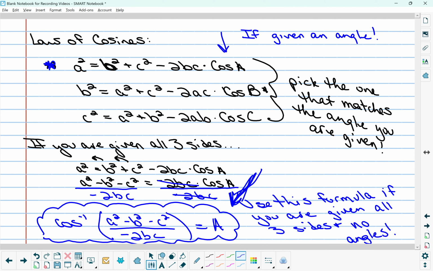Okay, so that's the beginning. What we're going to do now is solve a couple problems. Here we go. So let's put this in black. Example: if alpha equals 106 degrees, B equals 38, and C equals 40. Solve the triangle.